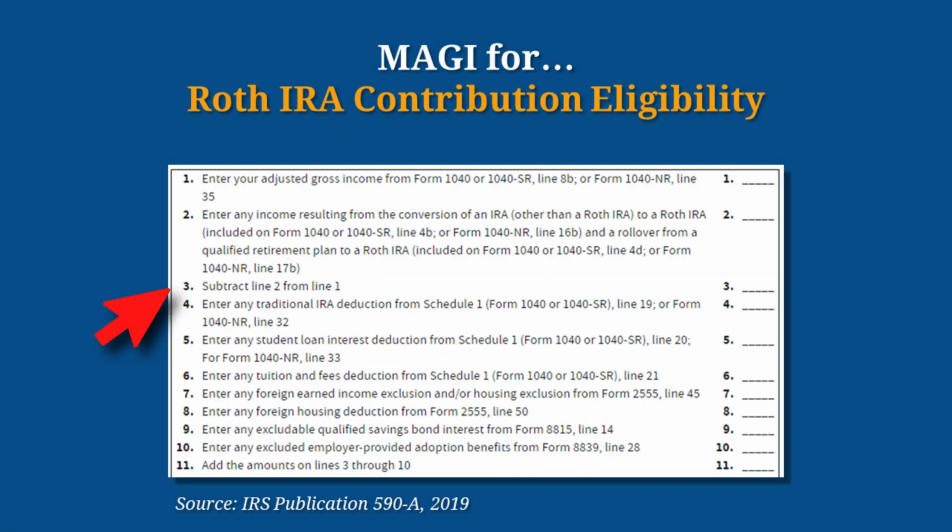After backing out from AGI any conversions you did, you then add in any deductions you took for making contributions to a traditional IRA. And then you similarly add back in all the other things that were added in the previous MAGI: the student loan interest deduction, tuition and fee deduction, the few foreign deductions, the excludable savings bond interest, and the employer-provided adoption benefits.